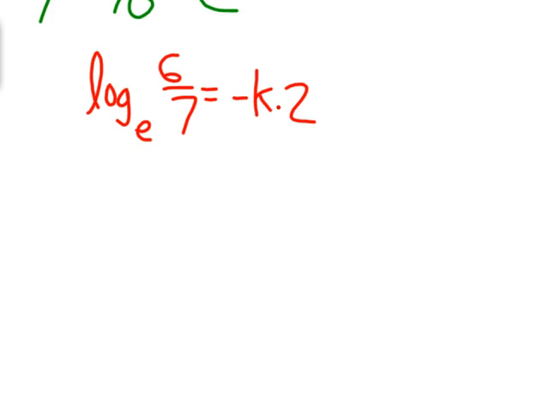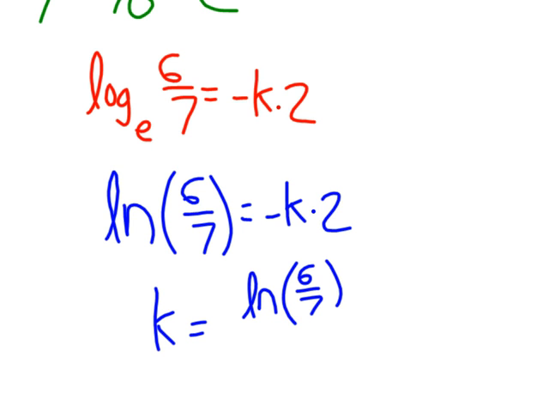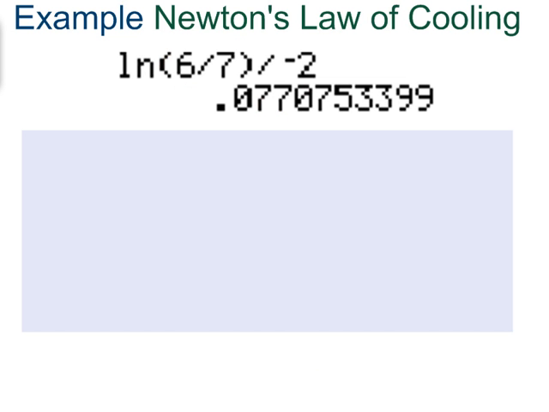Again, stop, pause, let this soak in if you need to. But relate this to stuff we've done recently. Remember, log base e is the same as ln. So just write ln of 6/7 equals negative k times 2. And finally, get k by itself by saying k equals, let's divide both sides by negative 2. And I'll put ln of 6/7 over negative 2. Okay, and this is the point where we grab the calculator. And on the calculator, if you type in ln of 6/7 over negative 2, you would get this value.